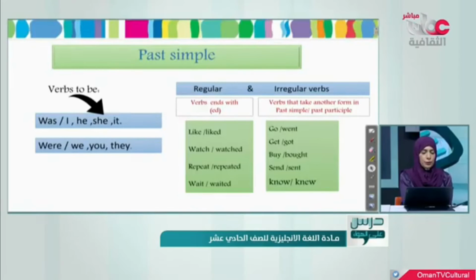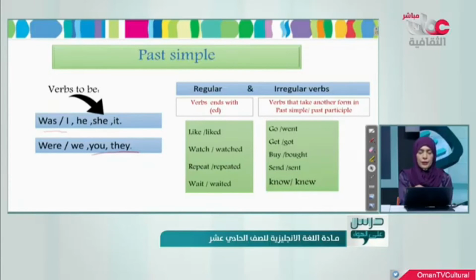Verbs to be, which are was and were. And it is clear here from the screen, we use was with I, he, she, and it. And also were, which is used with we, you, and they. These verbs are called verbs to be.